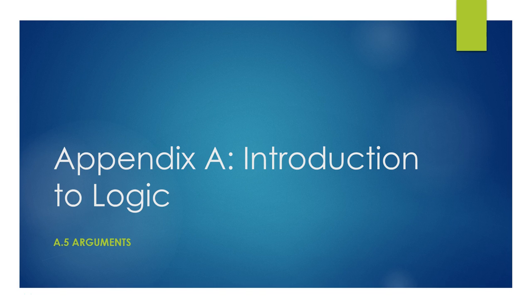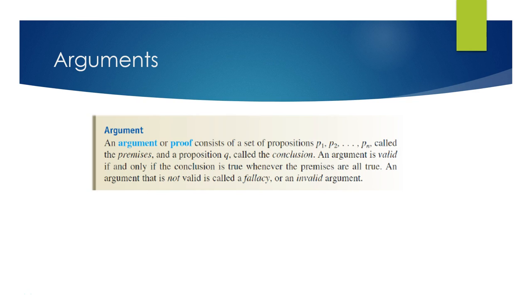Arguments. Now, we've been doing some arguments already, just not involved statements like the ones we would tend to do. An argument or proof consists of a set of propositions called premises and a proposition Q called the conclusion. An argument is valid if and only if the conclusion is true whenever the premises are all true. Otherwise, it's considered to be an invalid argument.